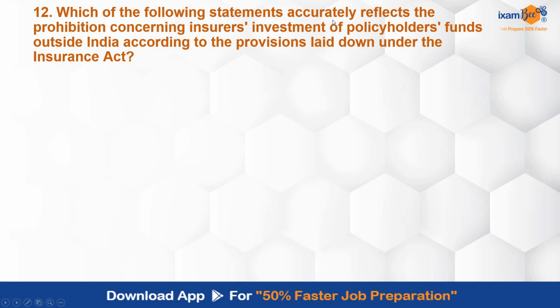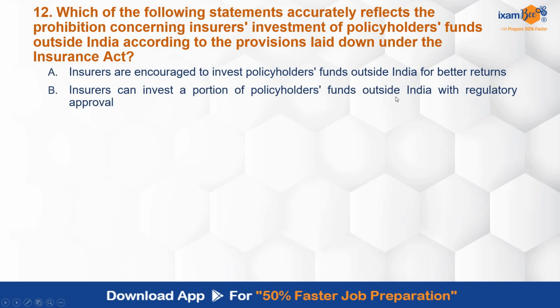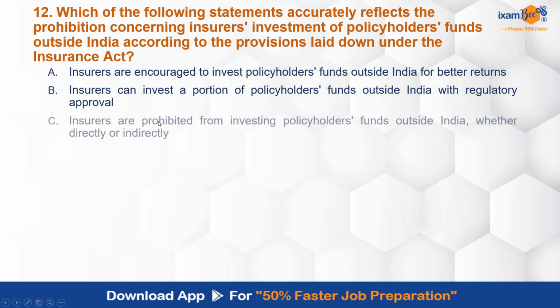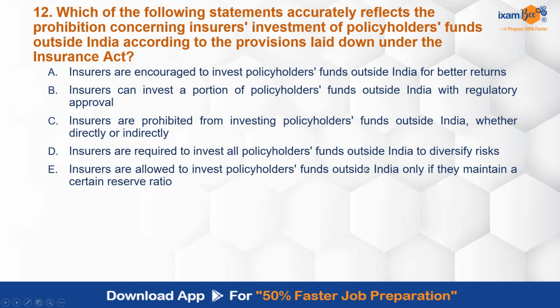Which of the following statements accurately reflects the prohibition concerning insurers' investment of policyholders' funds outside India according to the provisions laid down under the Insurance Act? Insurers are encouraged to invest policyholders' funds outside India for better returns. They can invest a portion of the funds outside India with regulatory approval. They are prohibited from investing policyholders' funds outside India, whether directly or indirectly. Are required to invest all policyholders' funds outside India to diversify risks. They are allowed to invest policyholders' funds outside India only if they maintain a certain reserve ratio.